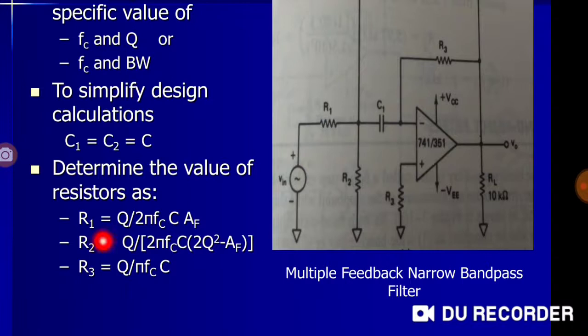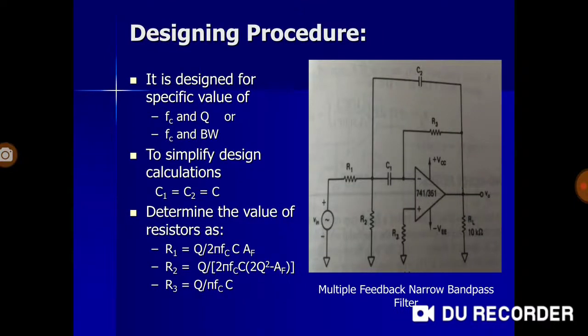And this is the R2 that we were talking about. If we need to change to a new center frequency, then we need to change the value of R2, and R2 will be changed to a new value by multiplying it by the square of the ratio of the old center frequency to the new center frequency. So this is the designing procedure.